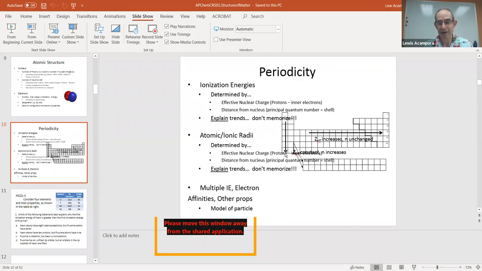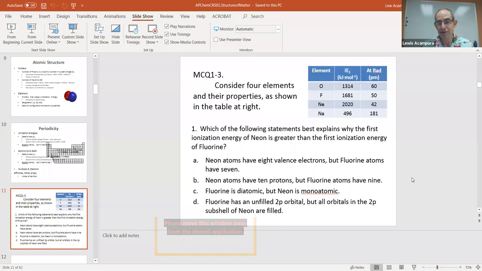So I'm going to give you a warm-up here and ask you to consider this table of four elements: oxygen, fluorine, neon, and sodium. And you're given the ionization energies and the atomic radii. And I have to ask, which of the following statements would best explain why the first ionization energy of neon is greater than that for fluorine? And as you can see, the data certainly shows that. And we'll just open the polling. Anthony, can you do that?